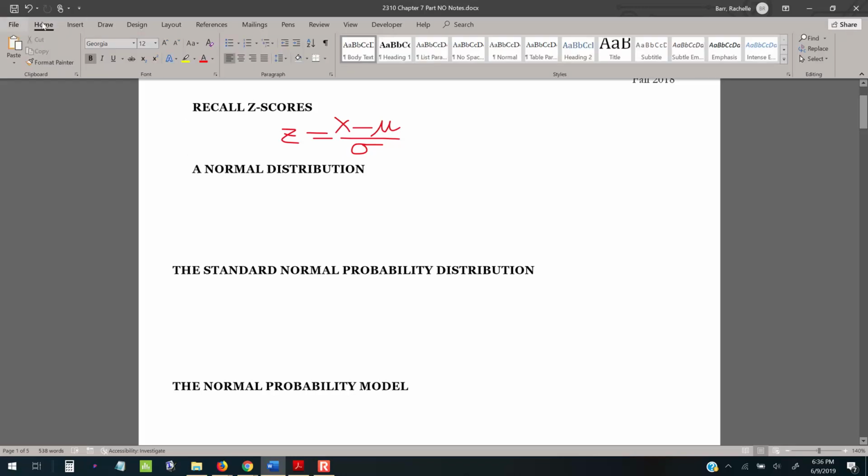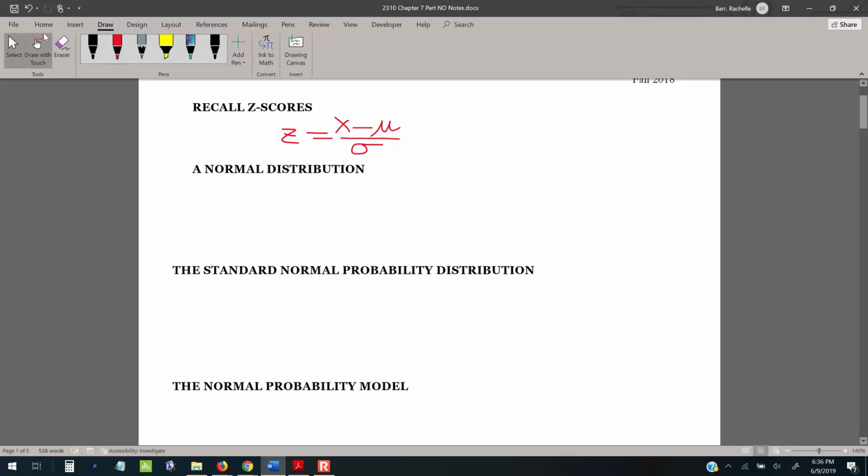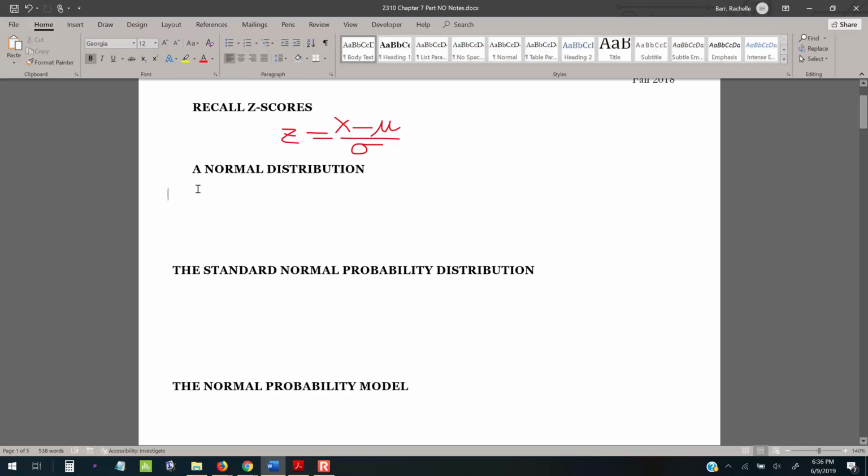So what we're going to look at today is what's called the standard normal distribution. So the standard normal always has the same three characteristics. It is unimodal, bell-shaped, and symmetric.